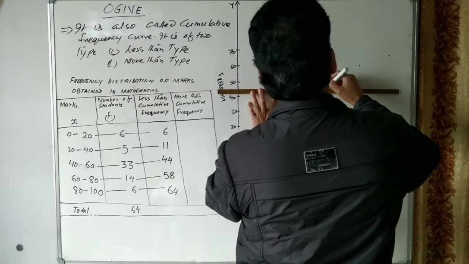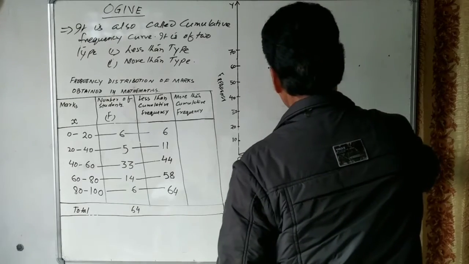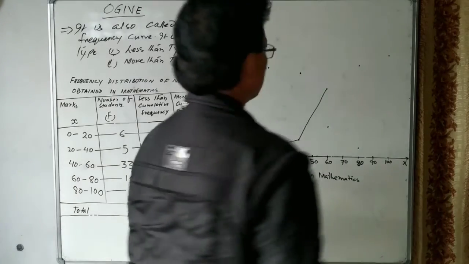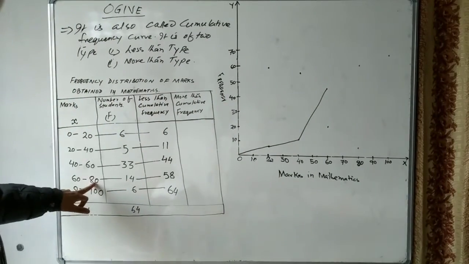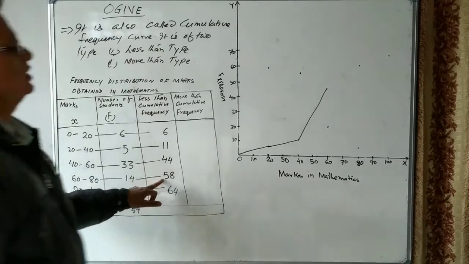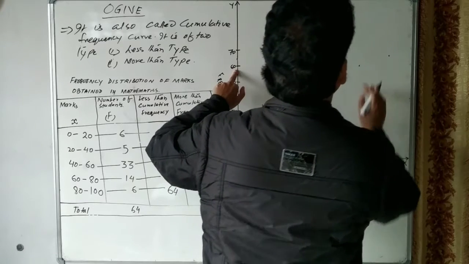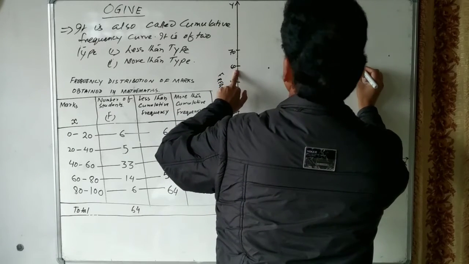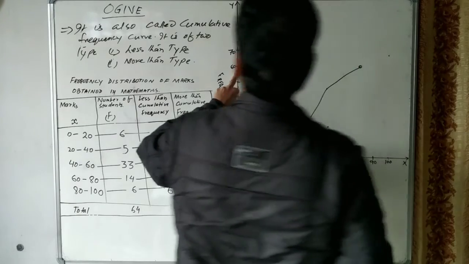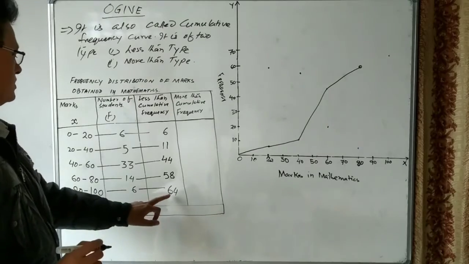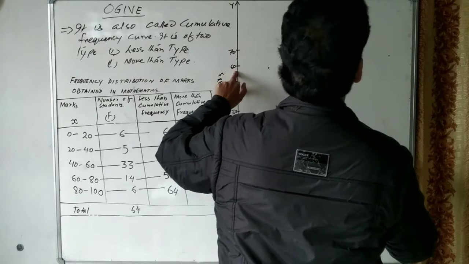So suppose here 44. We'll join this. Then less than 80 is 58. 80 and 58. Here 58. We'll join this. Then less than 100, 64. This is 100, 64.